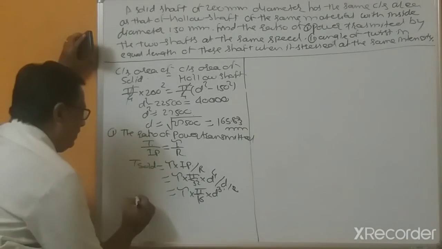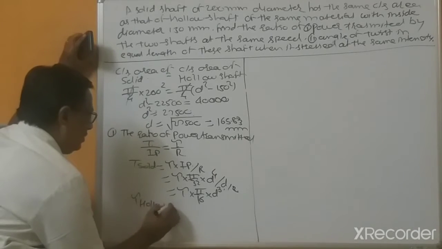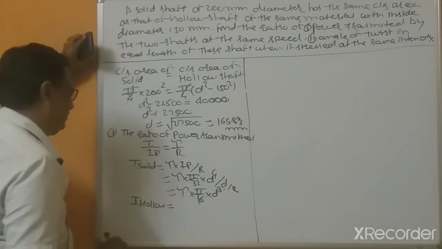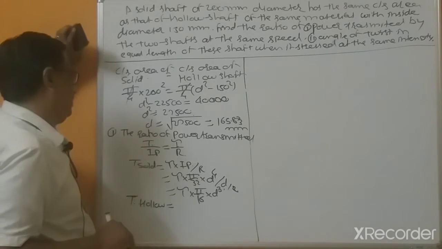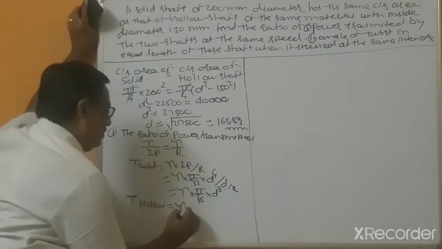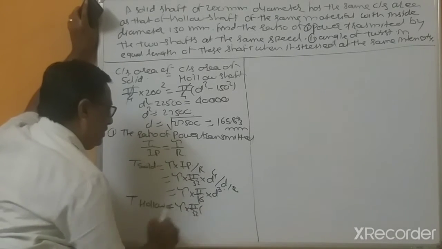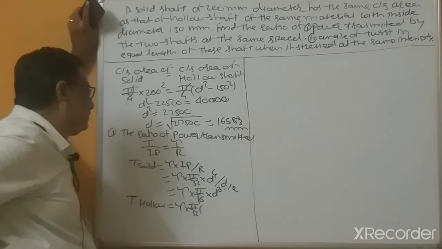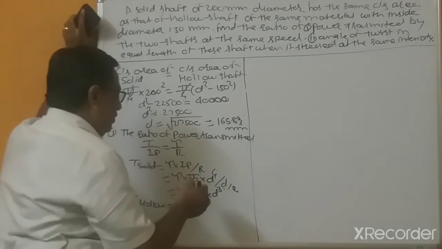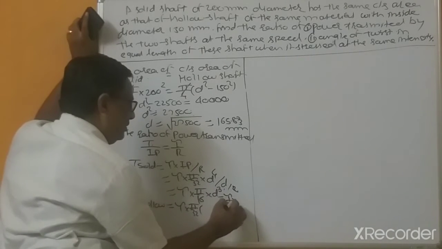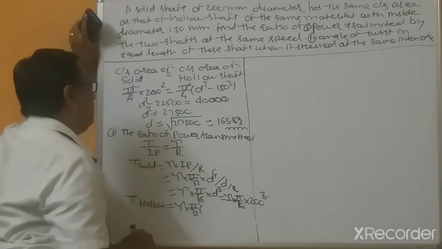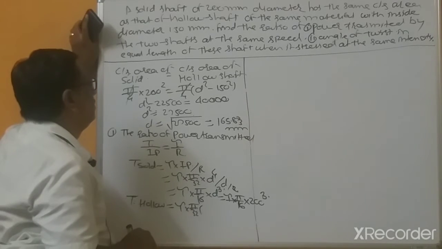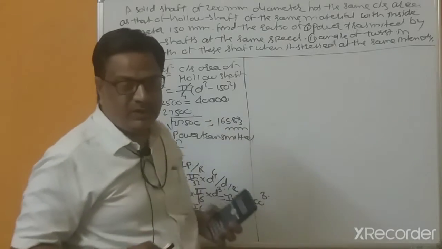Similarly, for the hollow shaft, T divided by polar moment of inertia equals tau divided by R. So in this case, T equals tau and d equals 200 cube. What we calculated is correct.